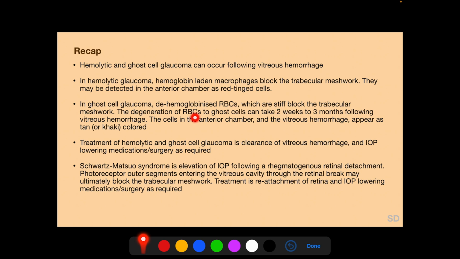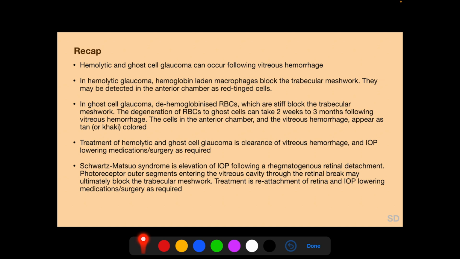The degeneration of red blood cells to ghost cells can take 2 weeks to 3 months to occur following a vitreous hemorrhage. The cells in the anterior chamber and the vitreous hemorrhage appear as tan or khaki colored in ghost cell glaucoma. Treatment of hemolytic and ghost cell glaucoma is clearance of vitreous hemorrhage and lowering of the intraocular pressure with medications or surgery as required.